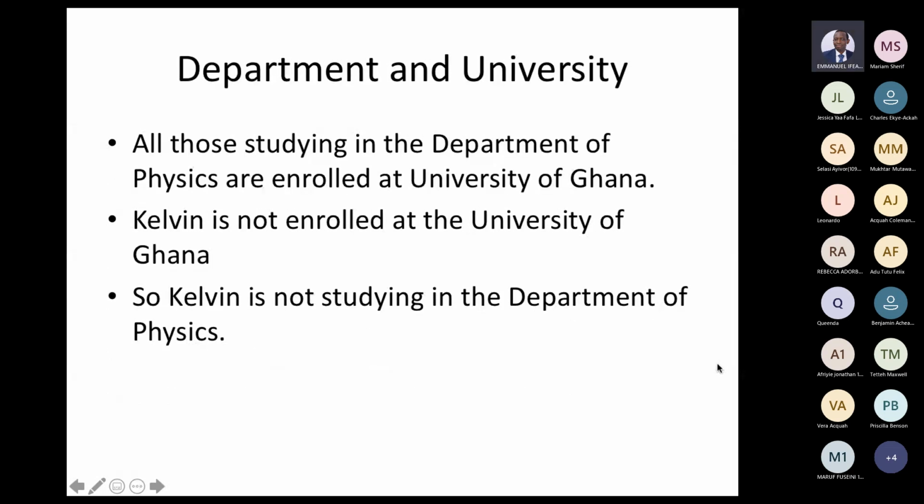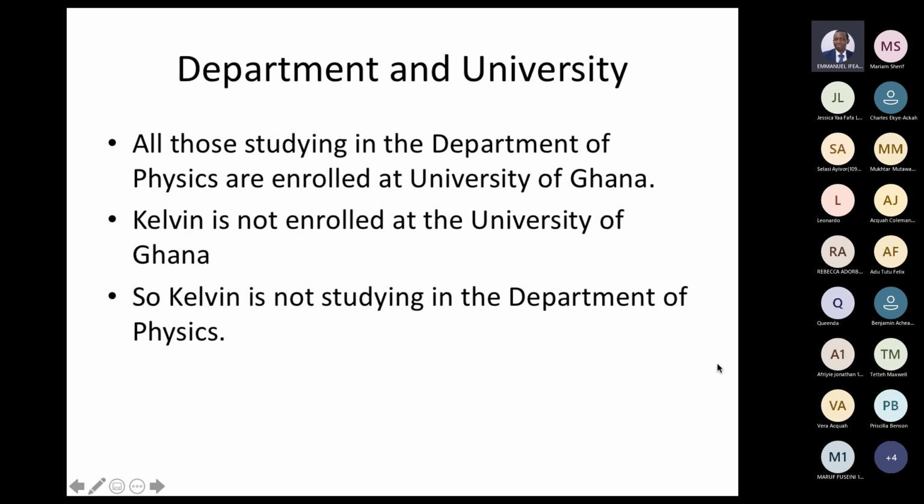Now let's also look at the relationship between the department and the university. All those studying in the Department of Physics are enrolled at the University of Ghana. Kevin is not enrolled at the University of Ghana, so Kevin is not studying in the Department of Physics. Now, just imagine that there is a debate about whether Kevin is in the Department of Physics or not. Some people are saying Kevin is in the Department of Physics. Some people are saying Kevin is not in the Department of Physics.